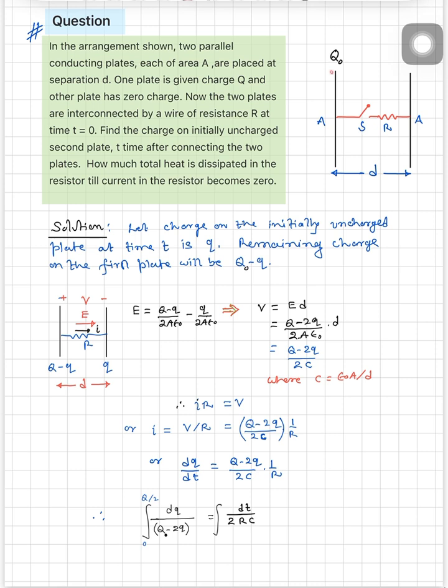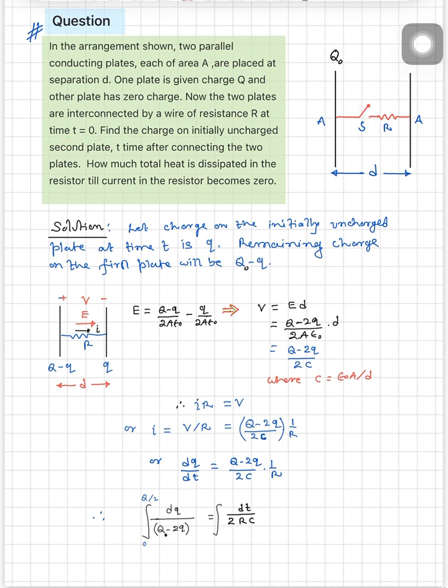It is given that there are two conducting plates placed at separation D. Each plate has area A and there is charge Q naught on one plate, uniformly distributed. Now these two plates are connected through a wire of resistance R through a switch which is closed at time t equal to 0. What we have to find?